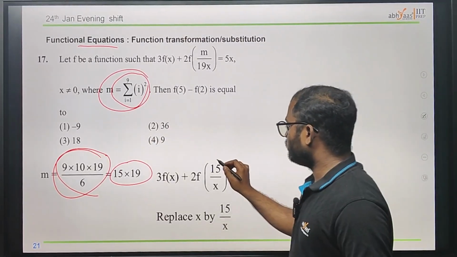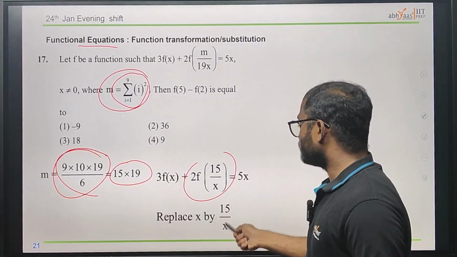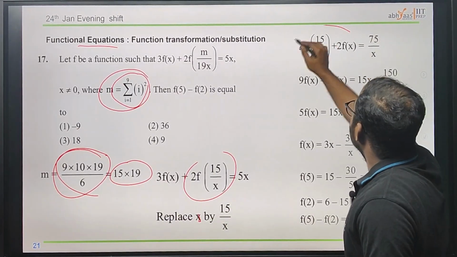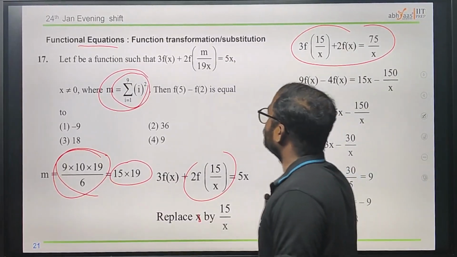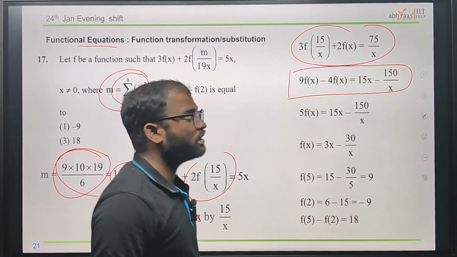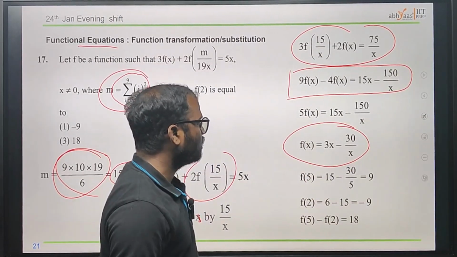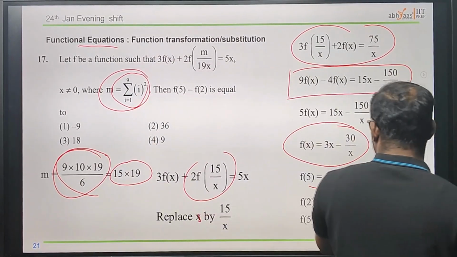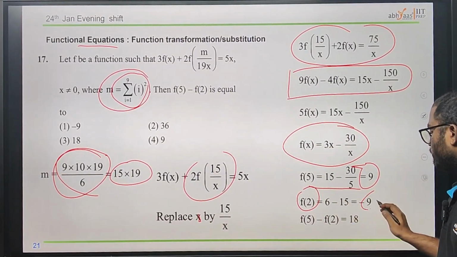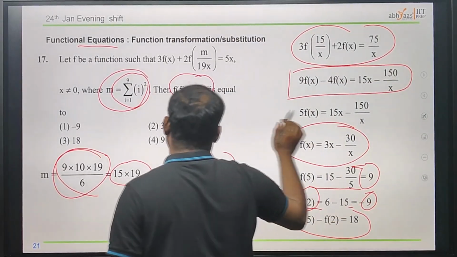Well, we will get the 2f of 15 by x. Now replace this 15 by x as x. Then we will have this type of situation. Now the next thing you need to do, we have 9f of x minus 4f of x is equal to 15x minus 150x. Some simplifications lead us to f of x. Now just put 5 in place of x in f, we will get 9, in place of 2 we will get minus 9, and the difference will be given as 18.